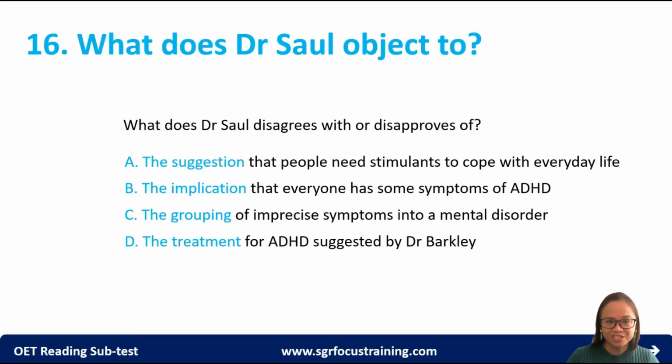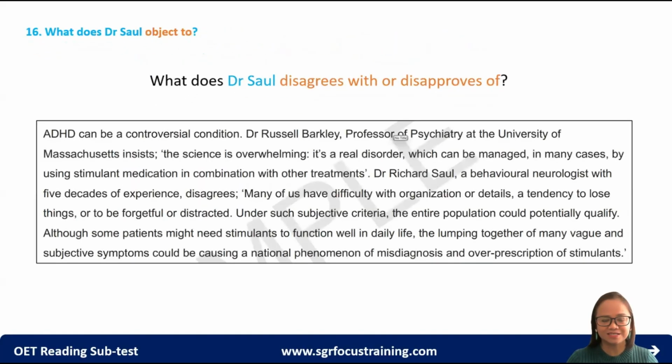So is it the suggestion that he doesn't like? Is it the implication he doesn't like? Is it the grouping he doesn't like? Or is it the treatment? So let's now look at the text. Remember, we're looking for something he objects to, disagrees with, disapproves of, or something he doesn't like. But again, just like the strategy we discussed, we've got someone very specific here, which is Dr. Soul, okay? Which means we're going to look for him first, and we found him in here.